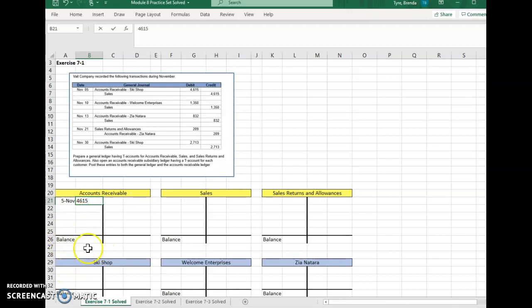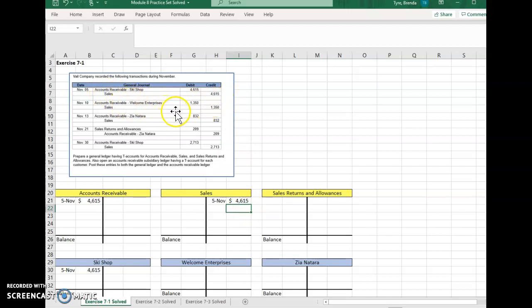and we know that's to the ski shop, so we're just going to come down here and do the same thing at the ski shop. Debit that for $46.15 as well. Our credit goes to sales for $46.15, and we have the first one done.